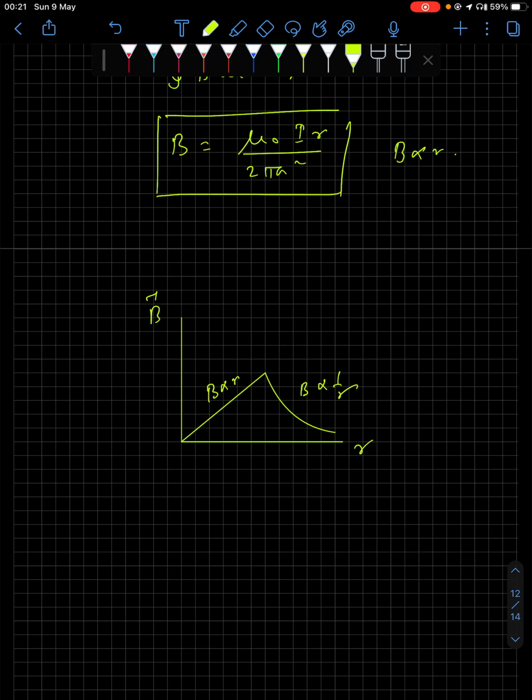So this region, the exponential falling region, is outside, and from the center to the surface, at the center of course it will be 0, and from the center to the surface it is increasing linearly. Okay, once it is at the surface, like this point is R equal to A. On the surface of the wire the field is maximum, and after that it falls exponentially.